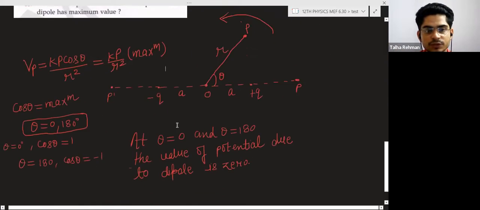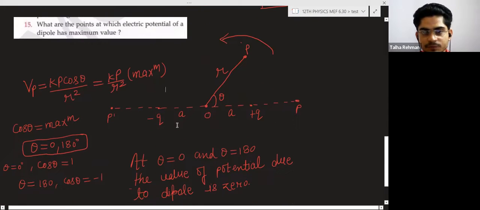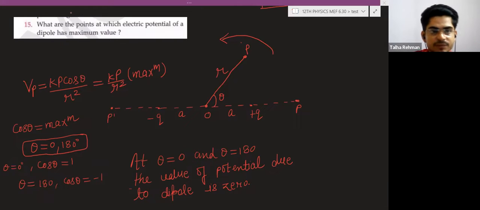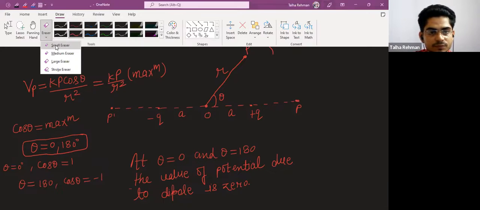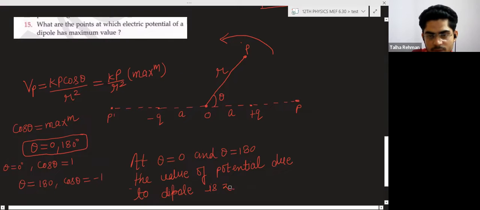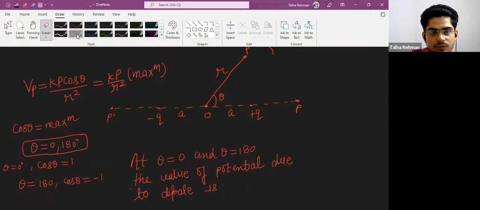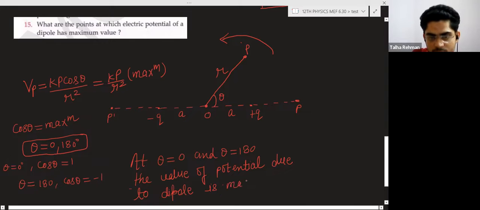So this is the question. You can simply write: at theta equal to 0 and theta equal to 180 degree, the value of potential due to dipole is maximum. So there are two positions like this. There is one in this position and there is one in this position.